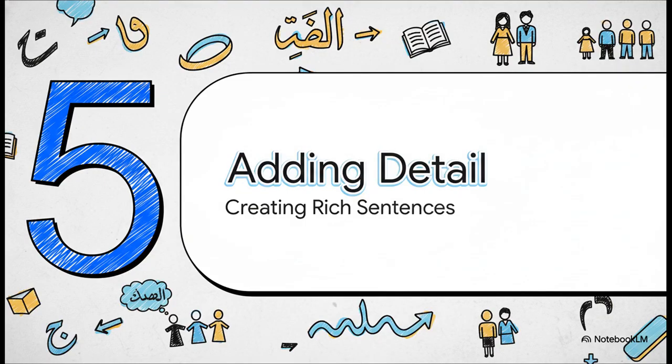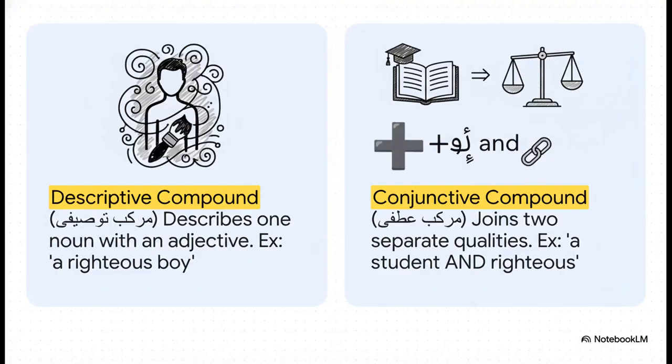Okay, so we can build simple sentences. That's awesome. But conversations are usually richer than that, right? So let's level up and see how we can add more detail and description. And we've got 2 main ways to do this. First, you can use a descriptive compound. That's where you use an adjective to describe a noun, kind of packaging them as one single idea. The other tool is the conjunctive compound, which is basically just linking 2 different ideas together with and.